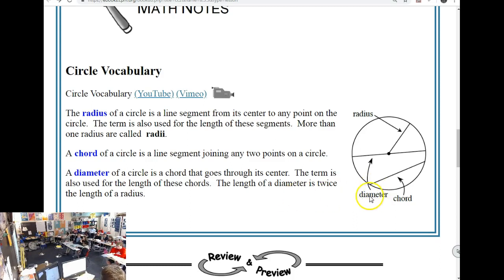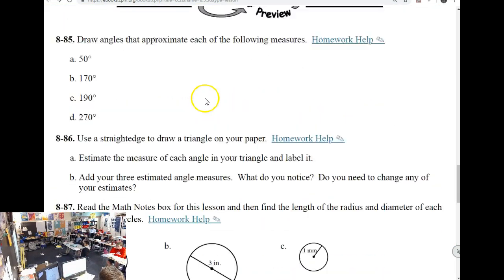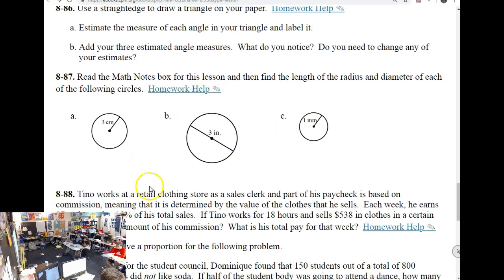Diameter versus radius. Chord does not relate to radius and diameter. Chord is just any, not a special line across the circle. It's just a line across the circle. So radius and diameter relate to each other, where radius is half the diameter. Questions? Or are we good? Your homework question 87 deals with circles.